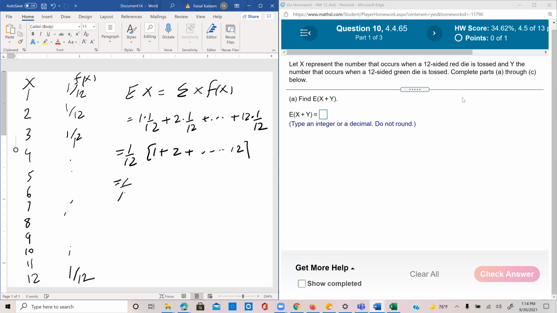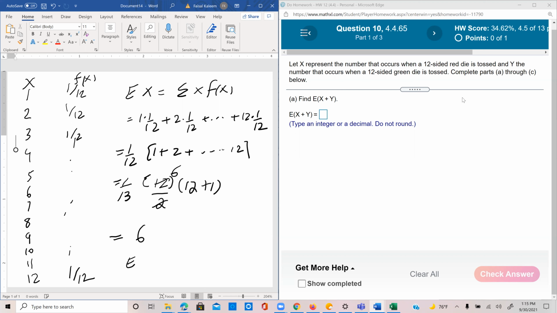And we know that if you have this kind of arithmetic progression, then you add n by 2, n plus 1. So it'd be 12 numbers. So it's 12 by 2, 12 plus 1. So in general, let's finish the problem and then I'll mention the general formula. So that is 6, and this is 13. So the result of this is 6. So E of X is 6.